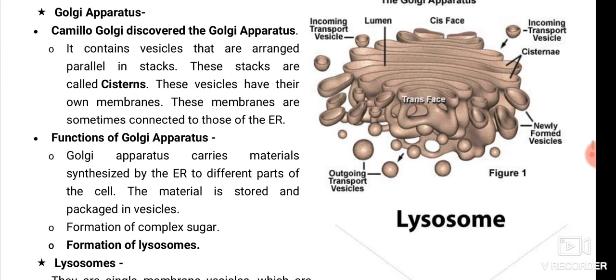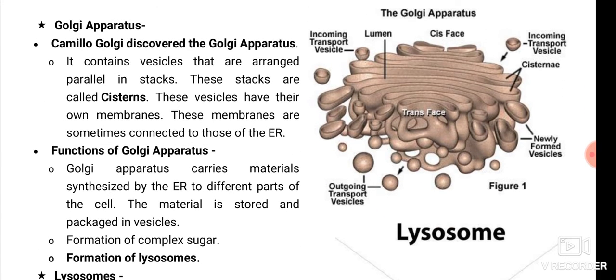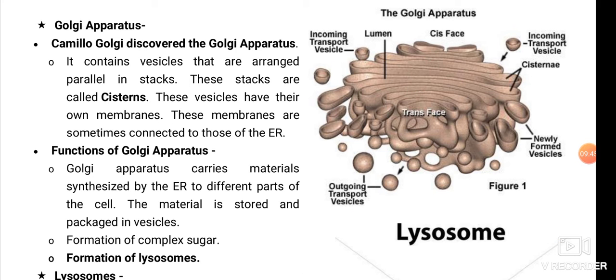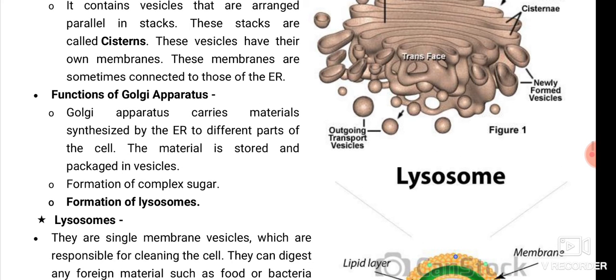Next is Golgi bodies or Golgi apparatus. Camillo Golgi discovered the Golgi apparatus, and it contains vesicles that are arranged parallel in stacks. These stacks are called cisternae, a finger-like projection. These cisternae and the vesicles have their own membranes. Sometimes the membranes are connected to those of the endoplasmic reticulum.